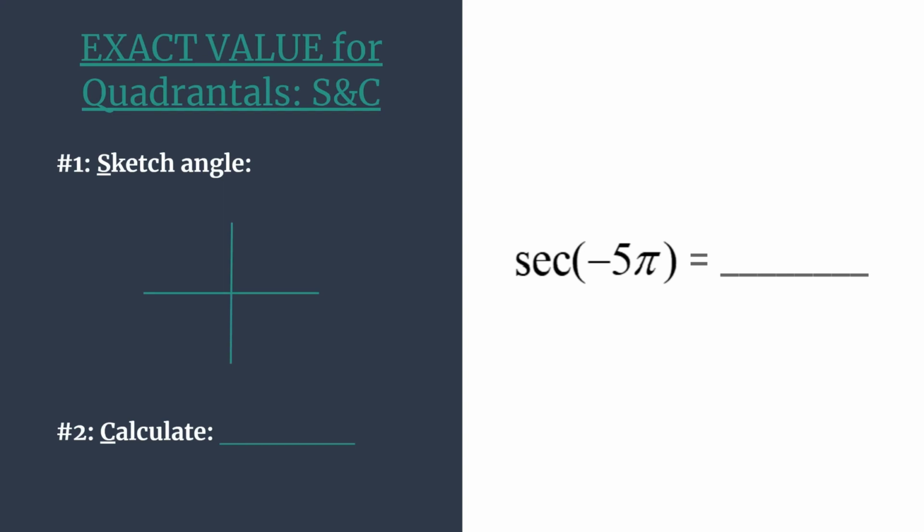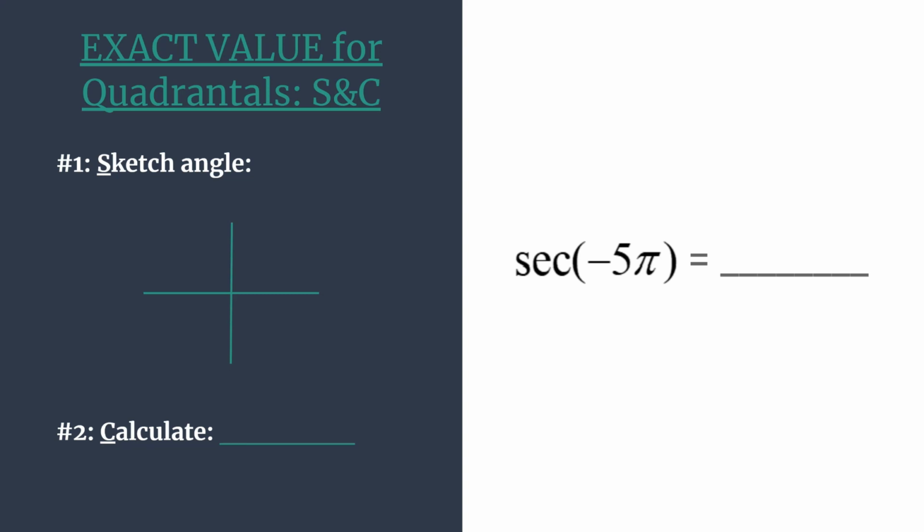So here's our method outline. Our first step for S is sketch the angle's terminal side, and C is for calculate, so we'll find the trig ratio. And we're finding this for secant of -5 pi, and let's go ahead and jump in to sketch the angle. So we have -5 pi as our angle, and we should notice a couple of things. First, we should notice that it's negative, so we have clockwise rotation. And the second thing we should notice is that it's more than one rotation.